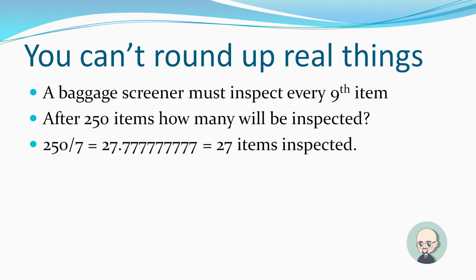This is just an aside. This didn't fit anywhere else, but this is a tricky thing they do on the test sometimes. You can't round up real things. So this is related to inequalities, but not really. Say a baggage screener has to inspect every 9th item. After 250 items, how many will be inspected? You divide 250 by 9, you get 27.777. You don't round that up because you can't inspect 3/4 of an item. So 27 items were inspected. Okay? A lot of times you can't round up real items. Just keep that in mind.